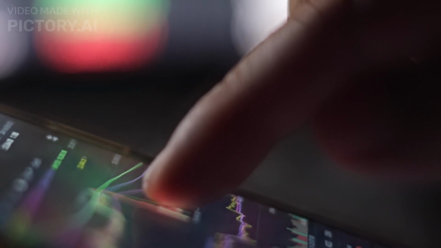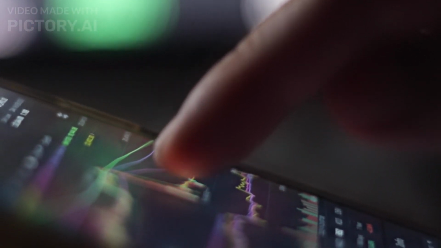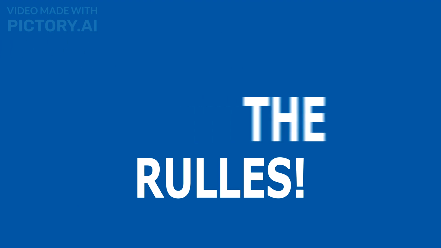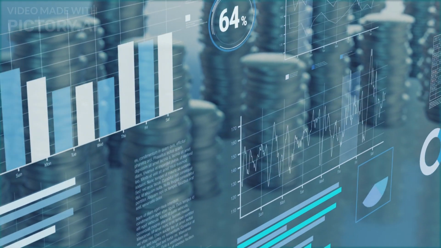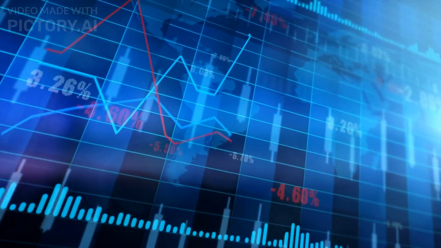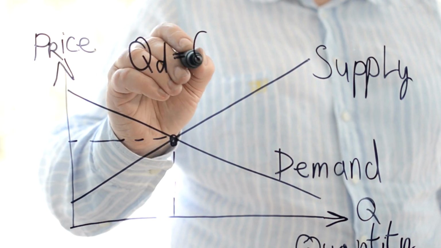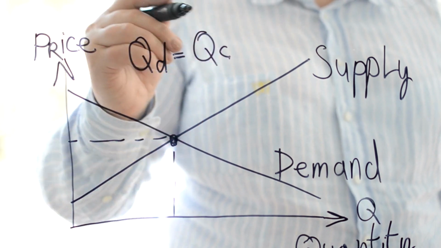Understanding market diversity. Explore various markets, from stocks to currencies, commodities, and derivatives. Learn how rules and regulations shape each market. Navigating the stock market. In the stock market, traders buy and sell shares. The price reflects supply and demand dynamics.